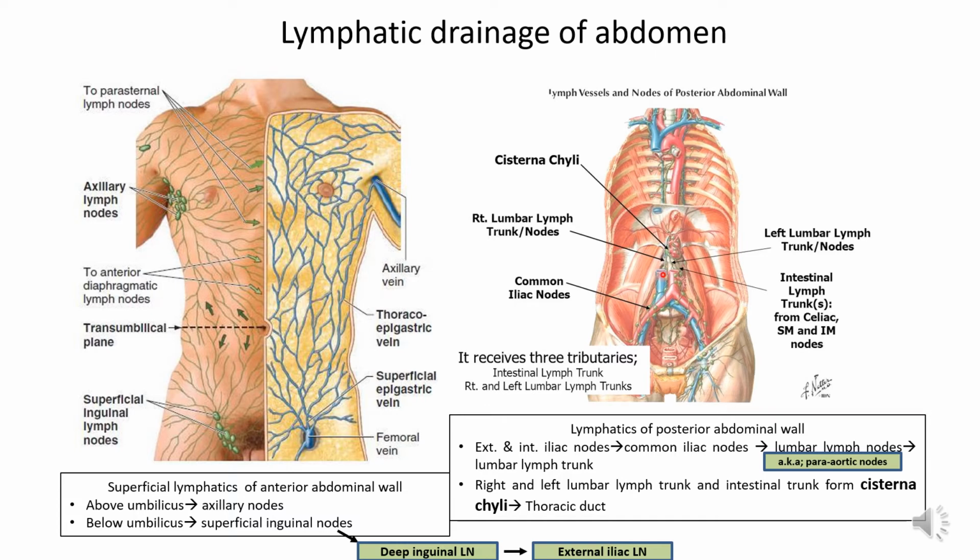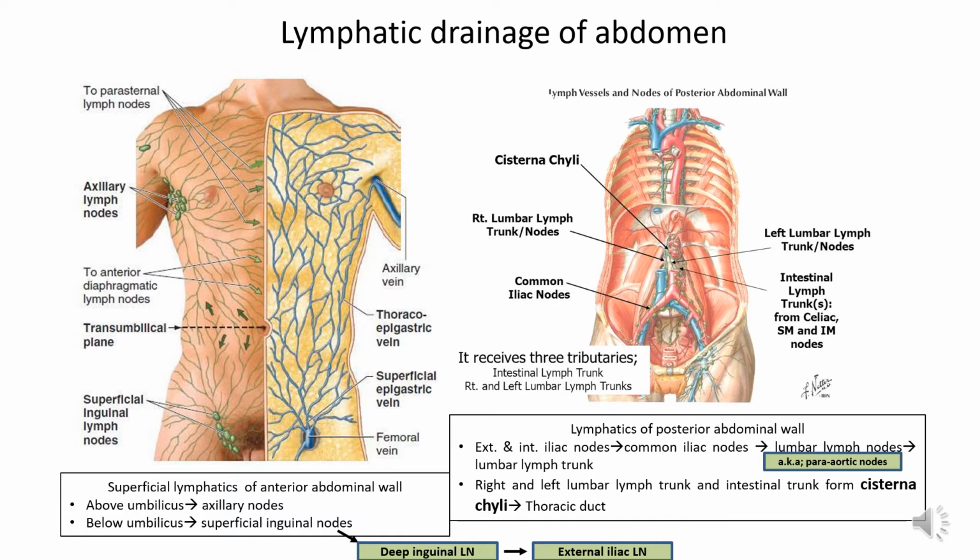Right and left lumbar lymph trunks and intestinal lymph trunks unite at the cisterna chyli, which drains the lymph into the thoracic duct. I will explain about the efferent vessels that drain into the intestinal lymph trunk in other parts of the abdomen lecture series. The lymph from the thoracic duct then returns back to the blood circulation at the junction between the left subclavian and left internal jugular veins.